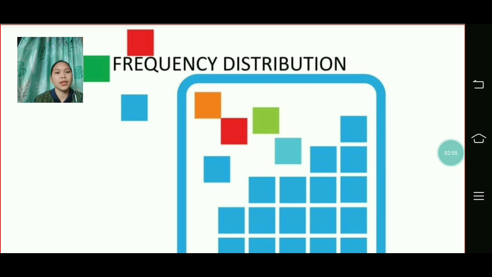Frequency distribution is a statistical tool used to summarize and analyze data. It helps us to understand data patterns, identify trends, and make informed decisions.